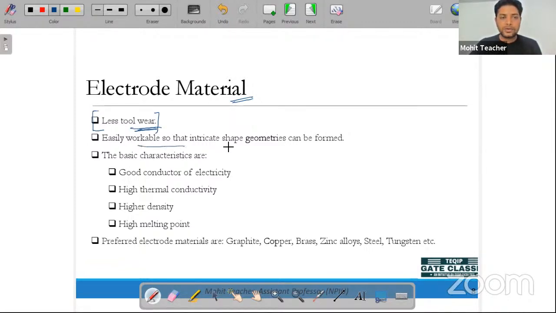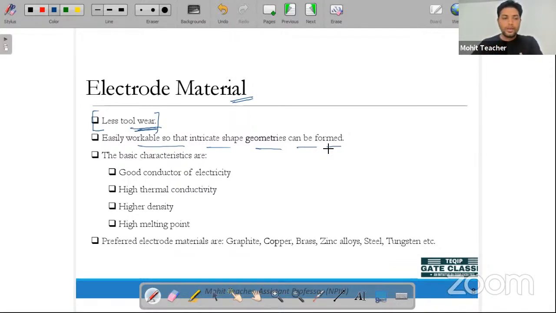Easily workable, so that intricate shape geometries can be formed. What is the meaning? Intricate shape means complex shape, or, suppose you have to make internal complex geometries in some shapes, so for this tool you are manufacturing, the machining should be easy on that tool. I mean, to make the tool also you need machining, so that should be easily performed. And that we are performing using the hardened material, so we can perform that work easily. And we can make whatever shape we are using, complex or intricate, easily.